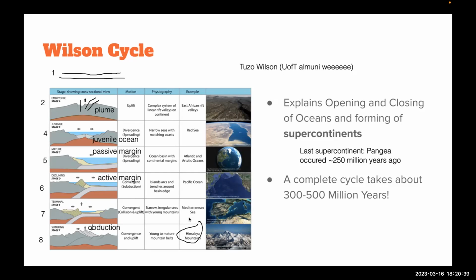Which one? Before mature. So it went from juvenile to mature. Oh, the 3 is because in this diagram, 2 and 3 were together. So 2 is bulging, 3 is rifting. When you have bulging, you don't have these rifts yet. So technically this is 3. And it takes about 300 to 500 million years to go through the entire cycle.